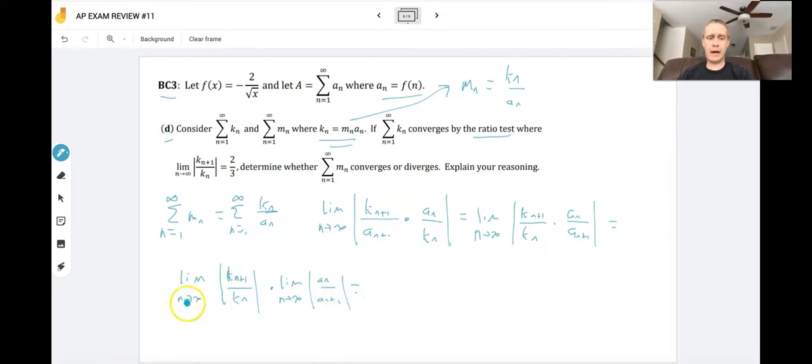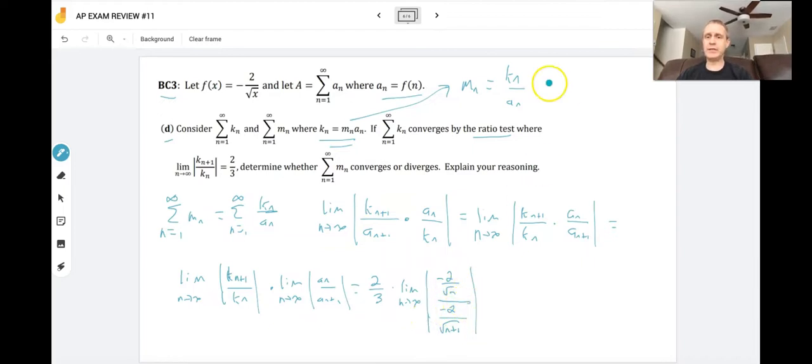And okay, I now know that that is 2/3, and we are left with trying to evaluate this second limit, which is the ratio of a sub n over a sub n plus 1. Well, a sub n, again, is equal to f of n, and f of n is this here. So I'm just going to plug n in for x, and then we'll have here just -2 over the square root of n, and then plug n plus 1 in for n. We would have -2 over the square root of n plus 1.